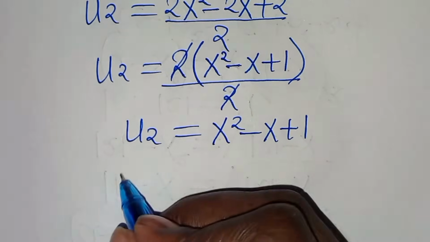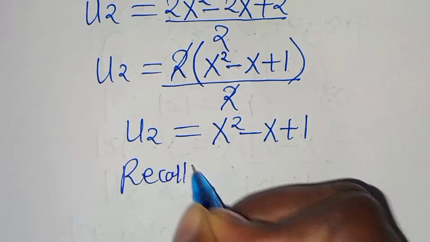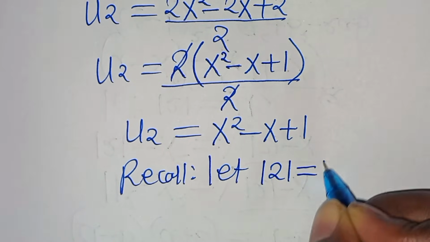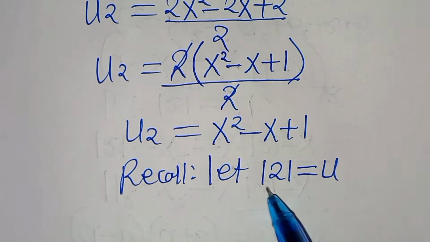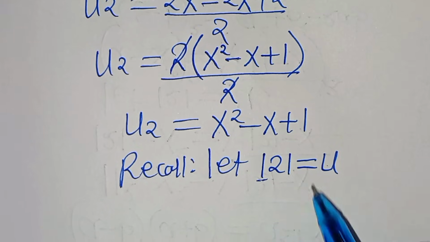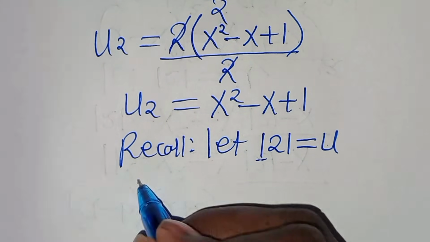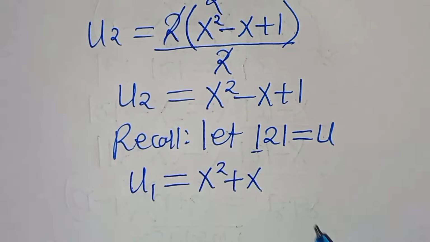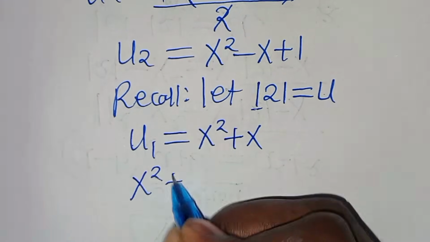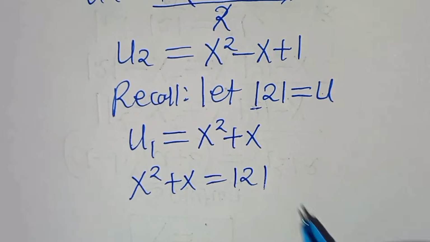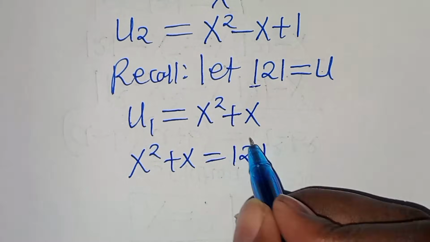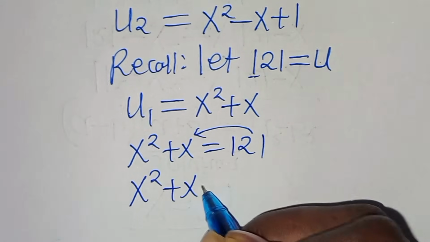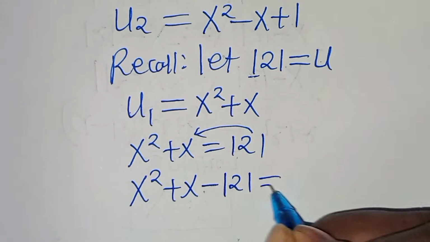Now, the next step is that if you recall, we assumed that let 121 be equal to u. So let's substitute u with 121. Now let's start with u1. Remember, u1 is equal to x squared plus x. So this means we have x squared plus x. This is equal to 121. So let's take 121 on the left hand side so that we have x squared plus x minus 121. This is equal to 0.